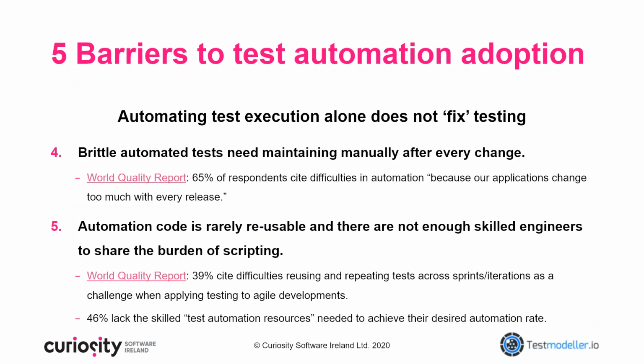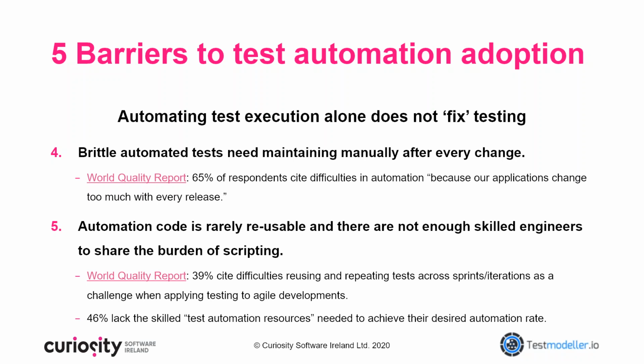So the fourth one here is to do with test maintenance. Now, automated tests can be very, very brittle. We've all been there where we've run a test once and it's passed, and we've run the same test a second time, exactly the same environment, nothing has changed, but it has failed. Brittle tests can be very, very challenging, but also if our application changes, we need to go through and maintain every single test that has been impacted by that change.